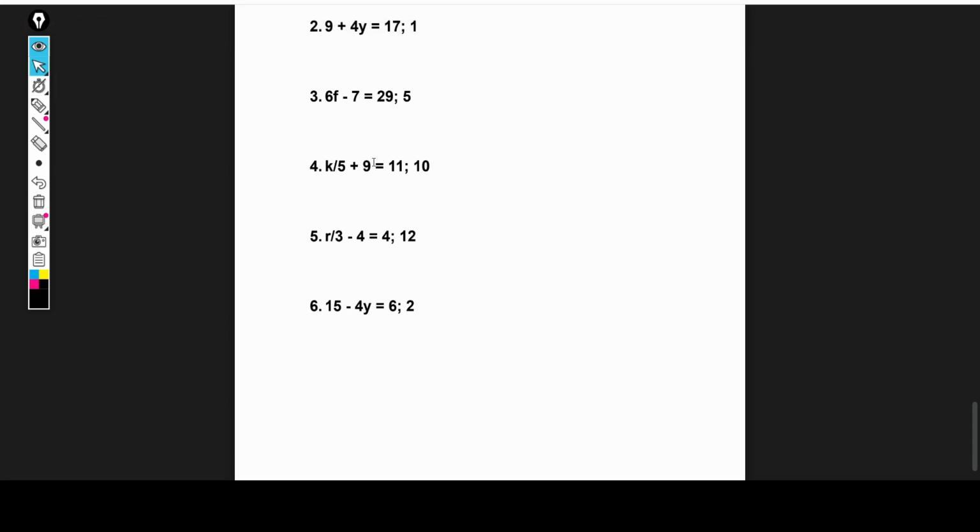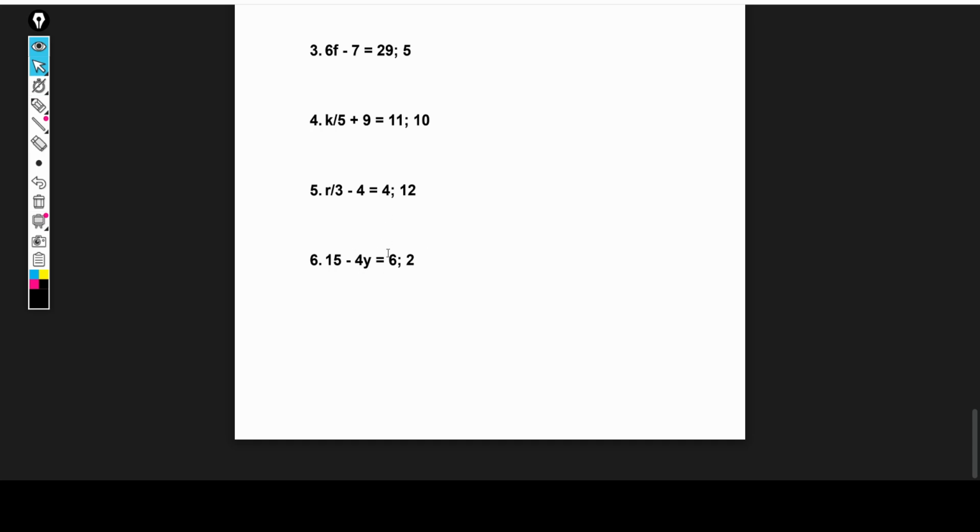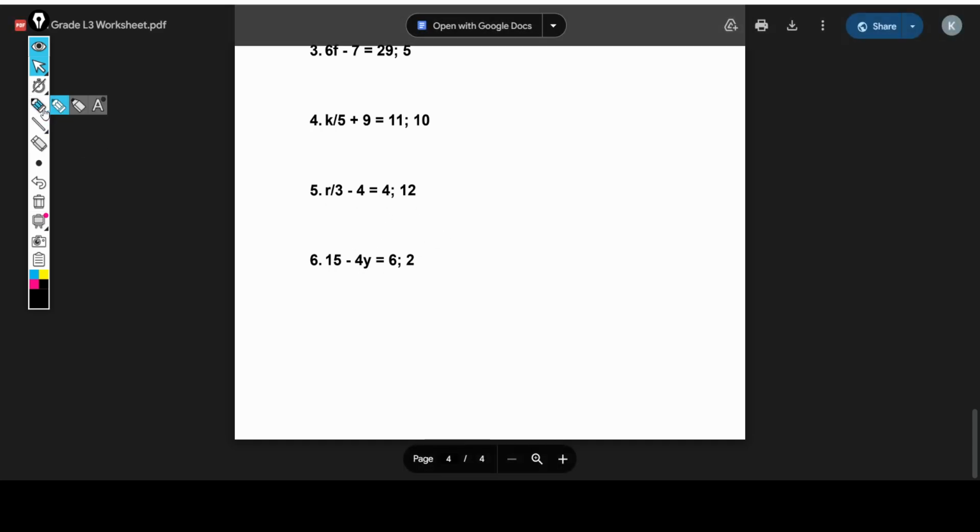Most of these problems are pretty simple, so I'll just skip over to, let's say, the last one. You can plug in 2. So we plug in 2 for y. So 15 minus 4 times 2 equals 6. 4 times 2 is 8. So we get 15 minus 8 equals 6. And this is not true because 15 minus 8 equals 7. And 7 is not 6.